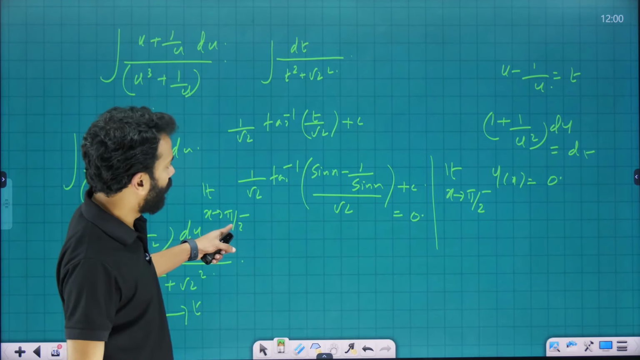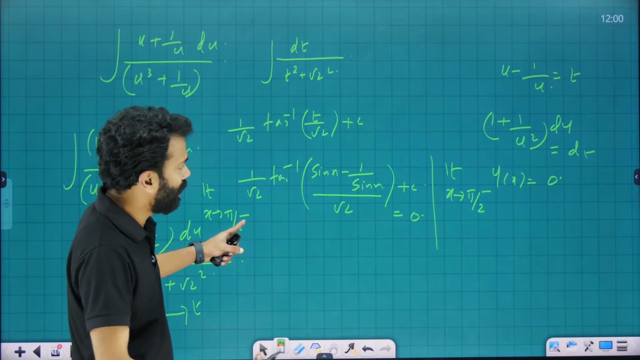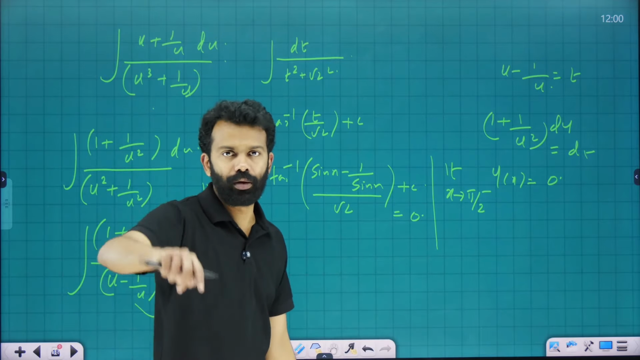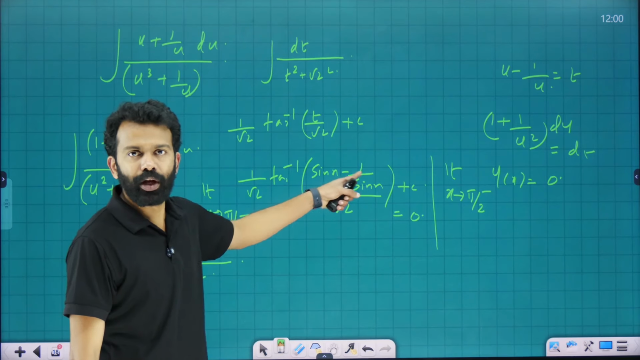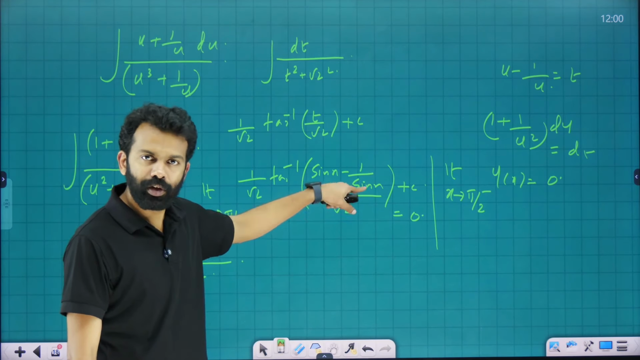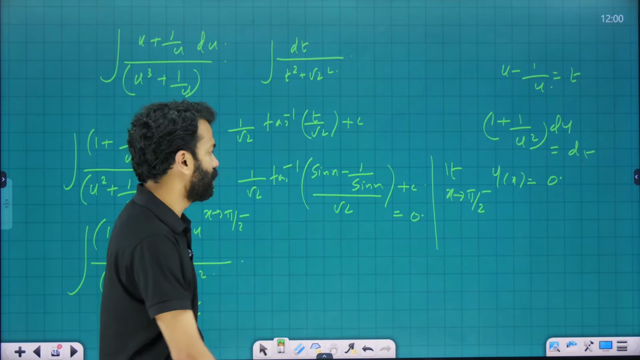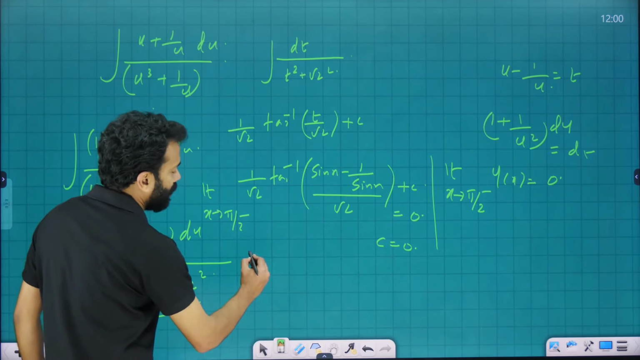If you apply pi by 2 minus here, what is the meaning of pi by 2 minus? Values which are slightly less than pi by 2 but very close to pi by 2. That means it lies in which quadrant? Quadrant number 1. Therefore, it will be 1 here and 1 here as well. And what is the value? Tan inverse of 1 minus 1, tan inverse of 0, and it is what? 0. Therefore, 0 plus c is equal to what? 0. Therefore, c is equal to 0.